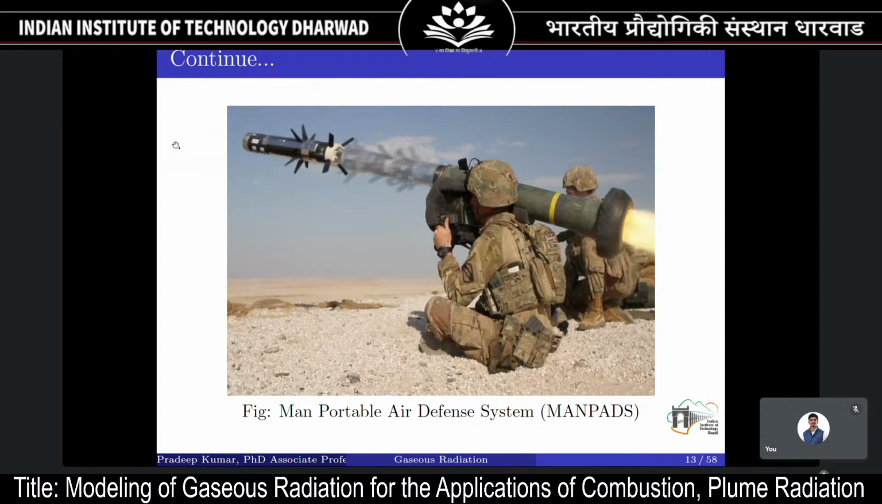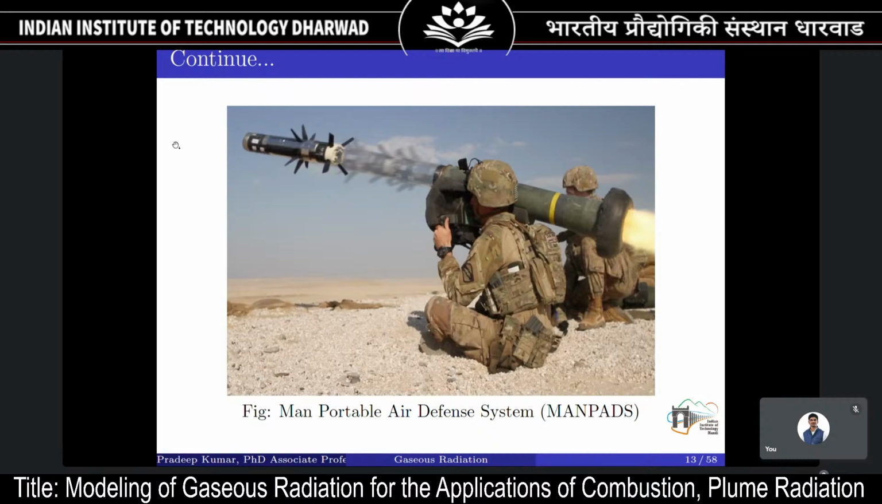So you may be surprised to see that Ukraine, a very tiny country, is able to sustain the war with mighty Russia. How is it happening? With smart missiles, smart weapons, a smart defense system. This is a man-portable air defense system, which you can carry on the shoulder, take aim, and fire at the target. It will chase down your adversary, and finally something happens.